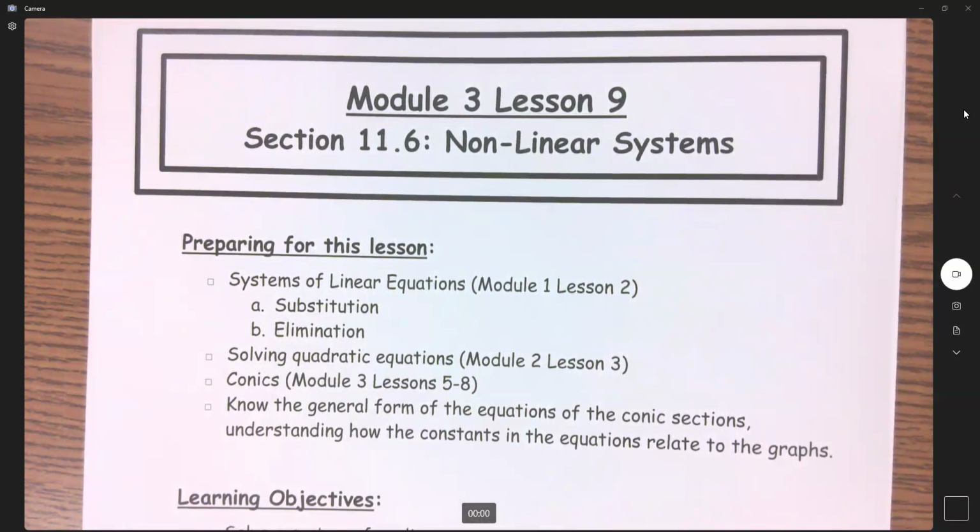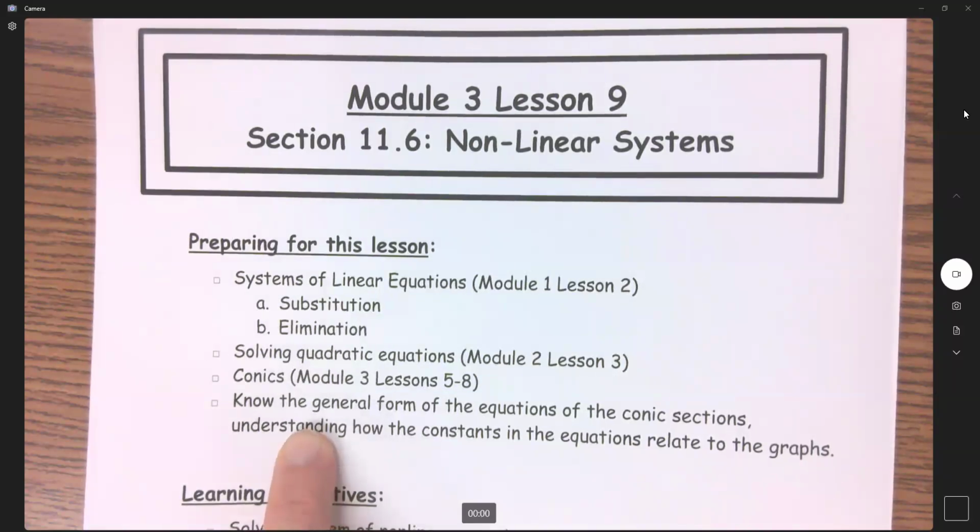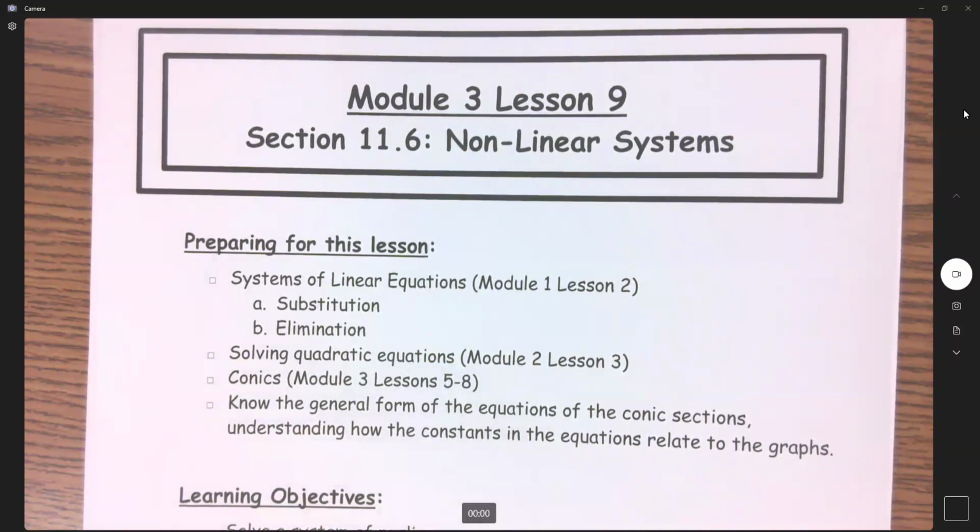Since it's been a while, please at least look at your notes or rewatch those videos, because we will need to know how to use substitution and elimination. You will also need to know how to solve quadratic equations, which was Module 2, Lesson 3. You will need to be familiar with your conics. And for the fifth time, but for the first time we're seeing it in preparing for this lesson, you need to know the general form of the equations of the conics, understanding how the constants of the equations relate to the graph.